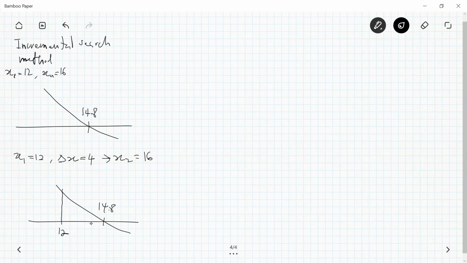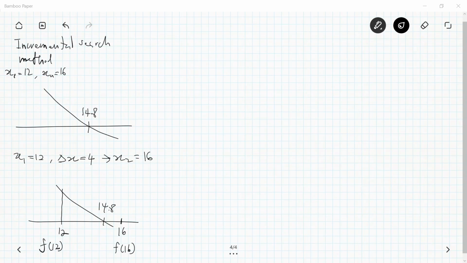13, 14, 15, 16. This is 16. Okay, so that's one of the requirements. So we know our x1 is 12, delta x is 4, and then x2 is 16. So we need to find the values of f(12) and f(16).